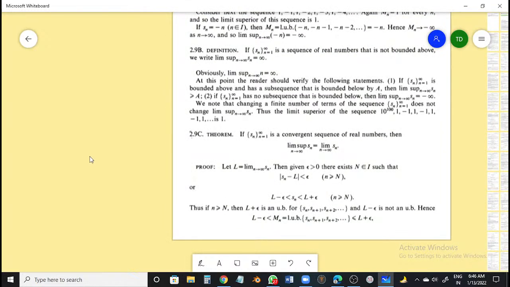Okay. If Sn is a convergent sequence of real numbers, then limit superior Sn is the same as limit of Sn. Means the limit of a convergent sequence itself is the limit superior of that sequence. This we mean to say. So let us try to prove it.